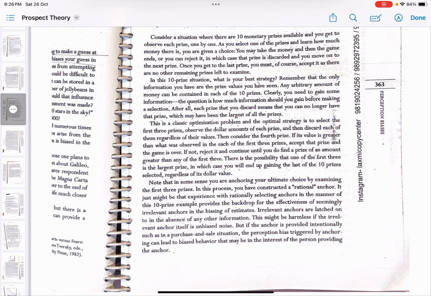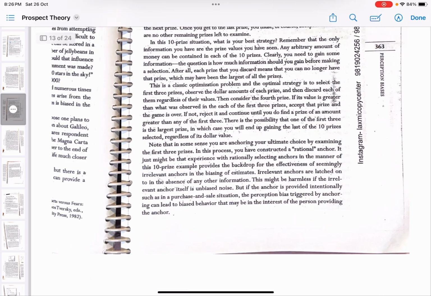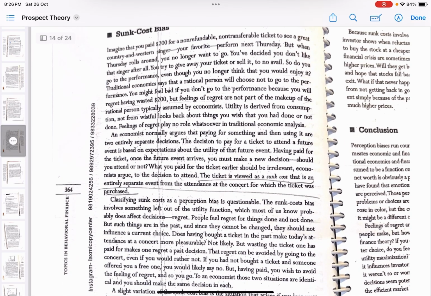There is a probability that one of the first three prizes is the largest prize, in which case you will end up gaining the last of the 10 prizes selected, regardless of its dollar value. Note that in some sense you are anchoring your ultimate choice by examining the first three prizes. In this process, you have constructed a rational anchor. It just might be the experience with rationally selecting anchors in the manner of this. Irrelevant anchors are latched on in the absence of any other information. Okay, that is a good example.